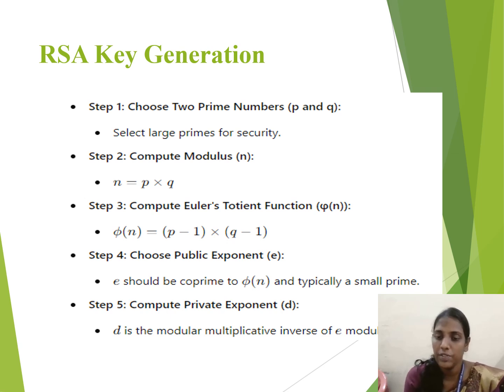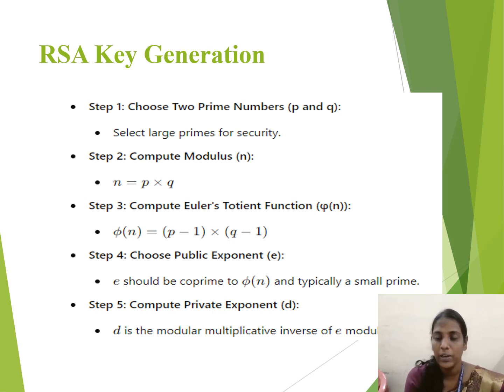Here we are going to see five steps. Initially, we choose two values, and the two values have to be prime numbers, p and q. We can use large prime numbers. If we choose large prime numbers, the security will be high.